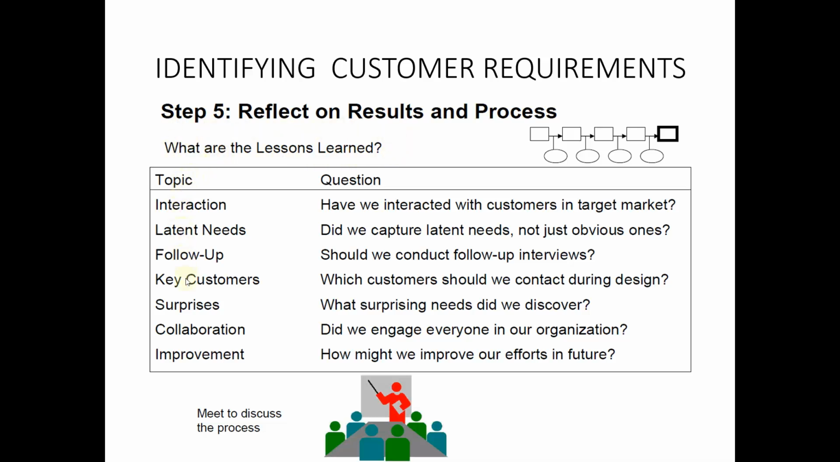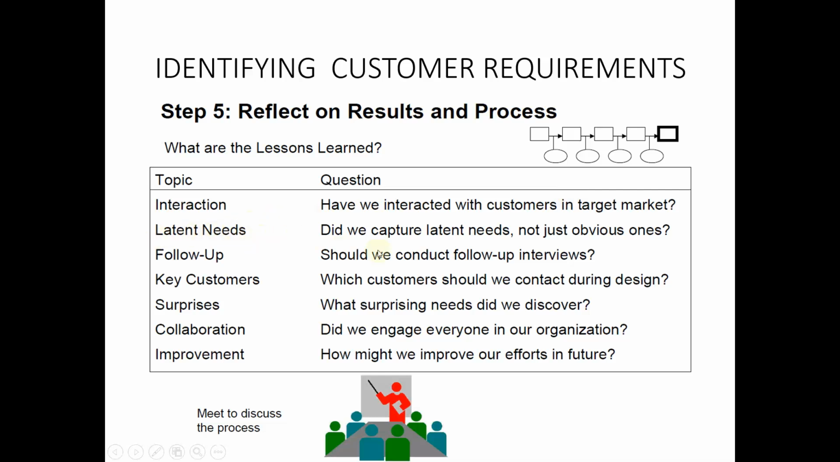The different topics are mentioned here. Interaction: whether the team has interacted with the customers in the target market, whether we have selected the customers in the right group, and whether we have interacted with customers in the selected product and selected market, and whether they are important to the product.